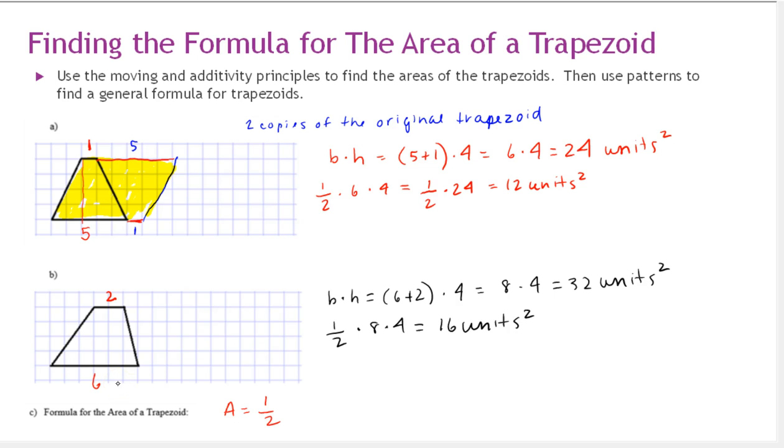Now we're going to call them base 1 and base 2. So we'll call them base 1 plus base 2 because they're on opposite sides and their lengths are not equal. If they were equal, then it wouldn't be a trapezoid. It would be a rectangle or a parallelogram. So we'll call these base 1 and base 2, and then we multiply by the height, which is the perpendicular distance between the two bases. So the formula for the area of a trapezoid is 1/2 times the sum of the bases times the height.